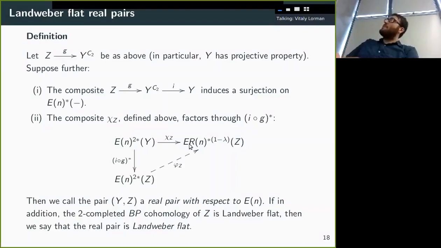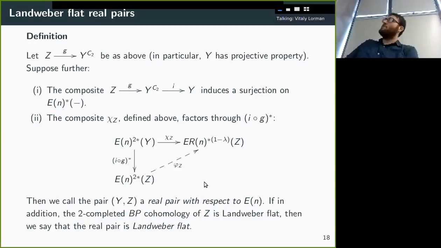And furthermore, let's assume that this triangle has a factorization. So I can go from the even EN cohomology of Y to the ERN cohomology of Z, or I can map to the EN cohomology of Z, and let's assume there's a factorization in this diagram. So this is sort of a technical condition, and it turns out that producing this factorization often comes down to finding short exact sequences of Hopf algebras in KN cohomology that were produced in lots of interesting papers of, for example, Ravenel-Wilson, Ravenel-Wilson and Yagita, and Kitchloo, Wilson, and Lorman. So this is a factorization that you can get from previous work. We don't generally have to work too hard to produce this.